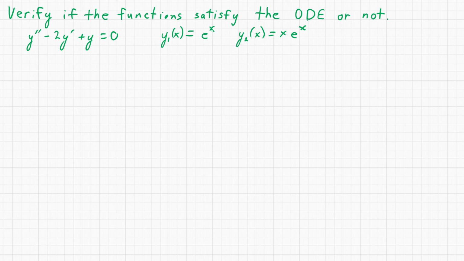And in general, there's going to be more than one solution to a differential equation. So if it's second order, it's going to have 2. If it's third order, it's going to have 3. And these are also fundamentally different from each other, right? There's no way to turn e^x into x e^x with a constant. So we'll see if this works out.